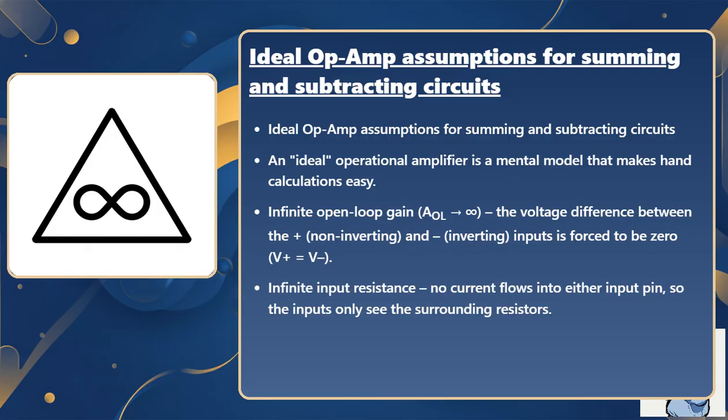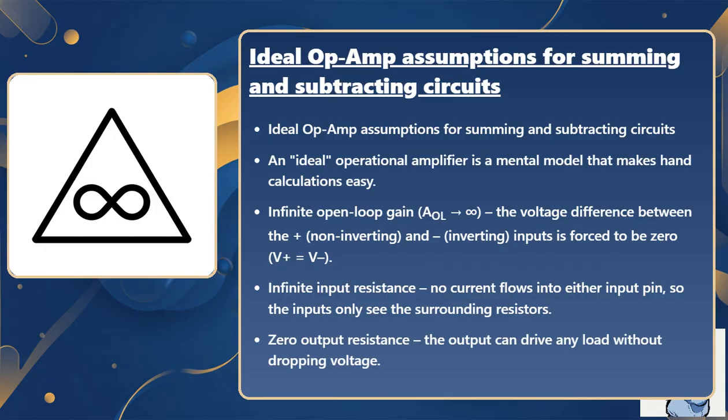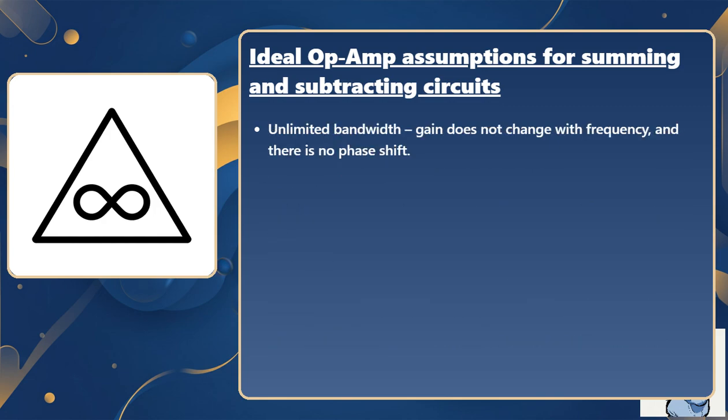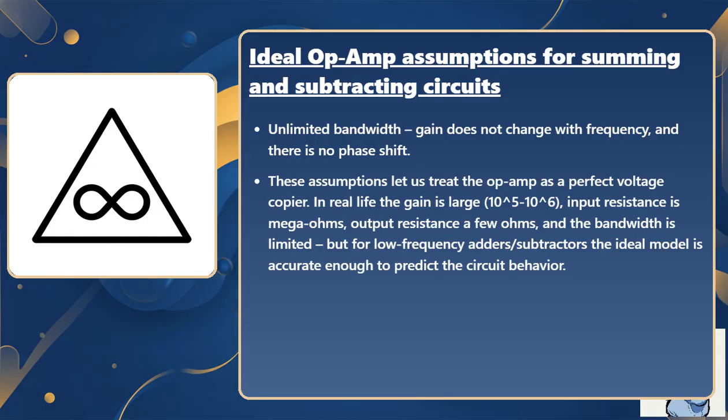Infinite input resistance, no current flows into either input pin, so the inputs only see the surrounding resistors. Zero output resistance, the output can drive any load without dropping voltage. Unlimited bandwidth, gain does not change with frequency, and there is no phase shift. These assumptions let us treat the op-amp as a perfect voltage copier.